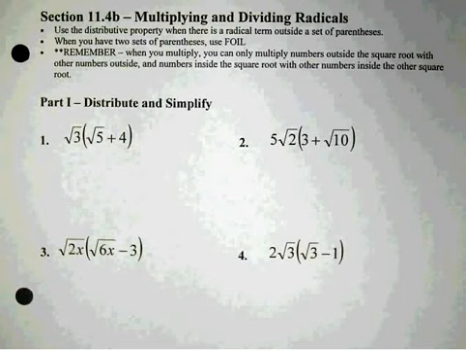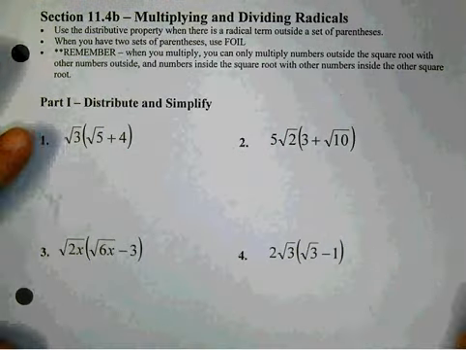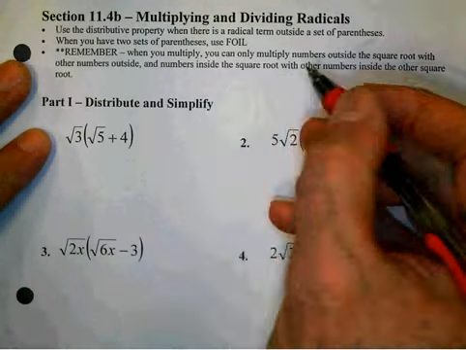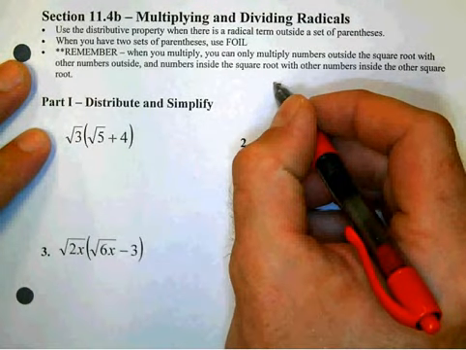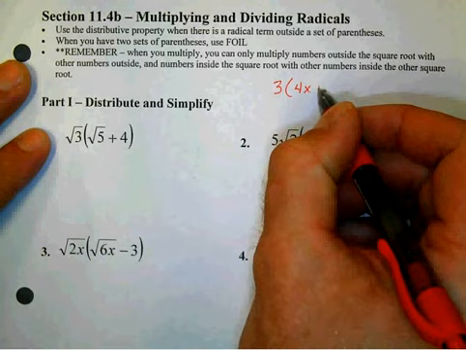Second part of this, multiplying and dividing radicals. Once again, I almost want to go back to a normal problem. So over here at the top, I'm going to do this: 3 times 4x plus 2.